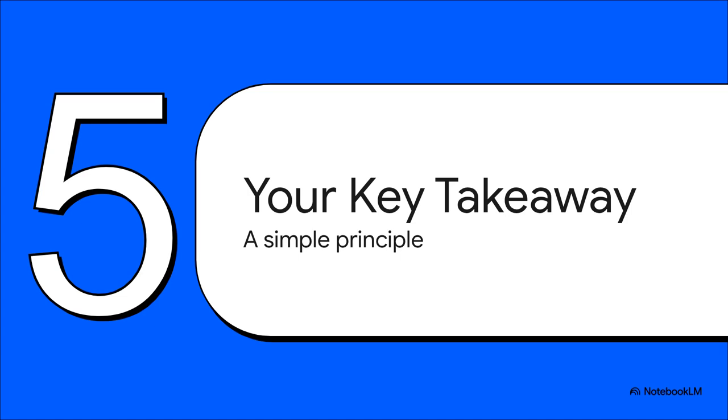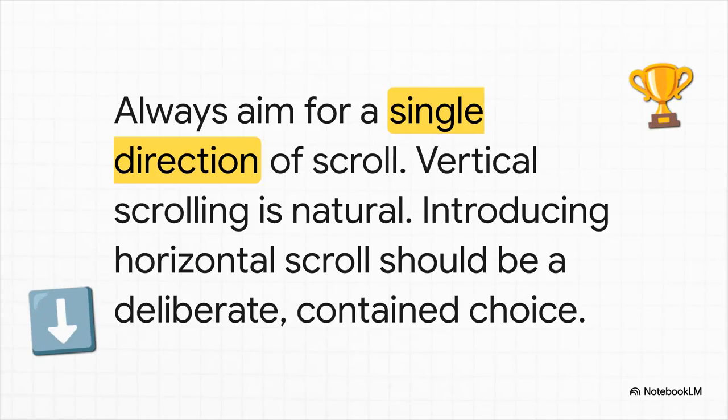So, when we boil all of this down, what's the one thing you really need to remember? What's the guiding principle here? It really just comes down to this. Prioritize one-directional scrolling. That's it. Vertical scrolling feels natural. It's what we expect. Adding a horizontal scroll should always be a very deliberate, very contained choice for one specific thing, not an accident that affects the whole page.